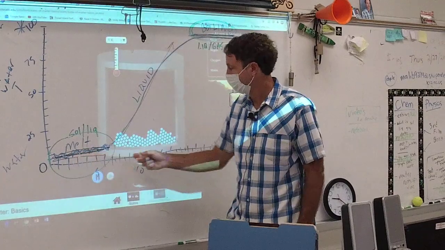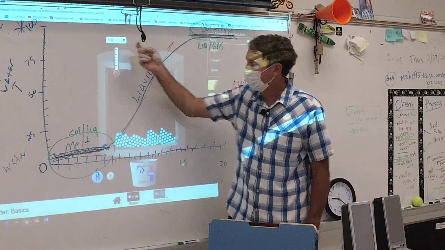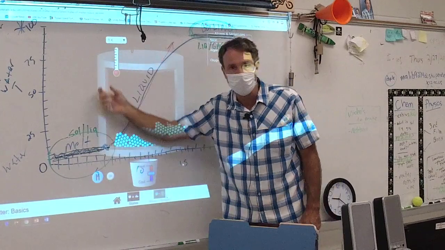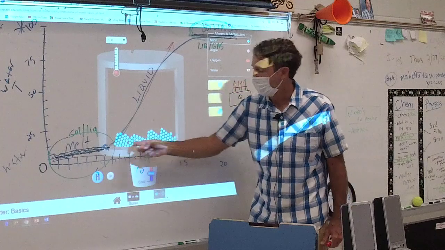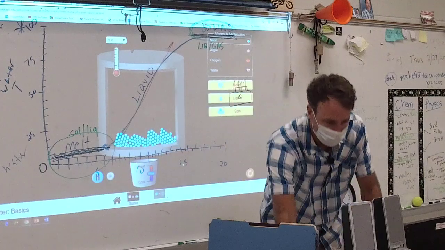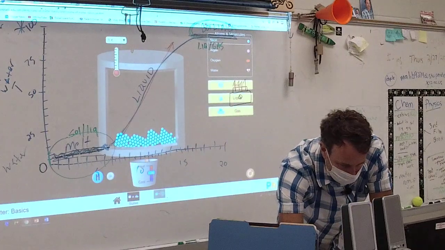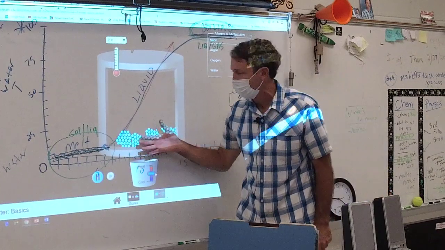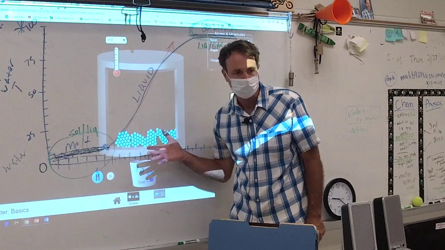So right here, I've turned this on purpose. Now we can see superimposed over this the ice. And the heat here, the temperature is, the heat is being used to make these things break apart. Does that make sense?